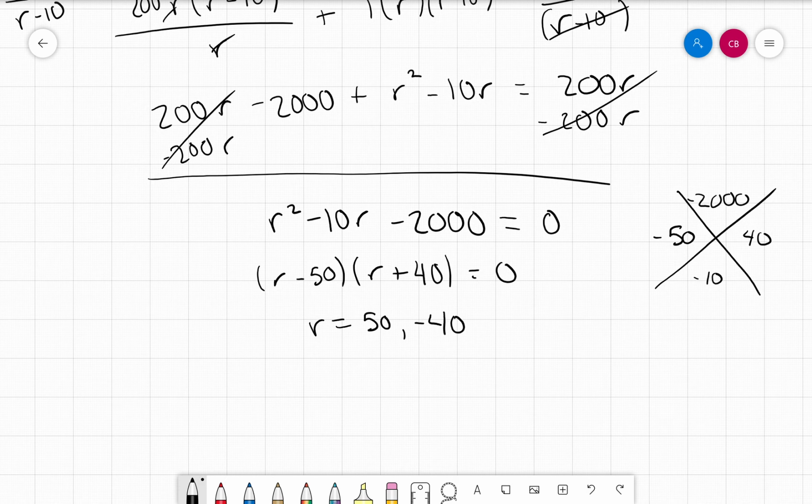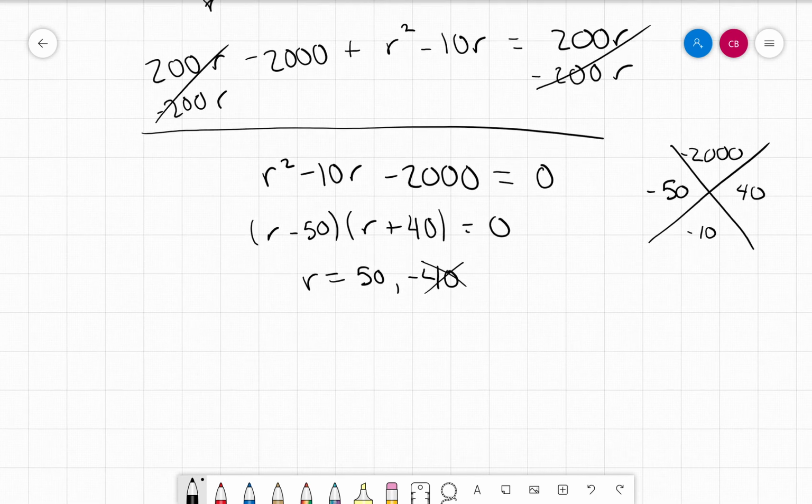Now remember, these rates represent speeds, so it doesn't make sense that she's going negative 40 miles per hour, so that can't be a solution. So her rate is equal to 50 miles per hour, or whatever it is measured in. It's miles, because they're talking about 200 miles, so it's 50 miles per hour.